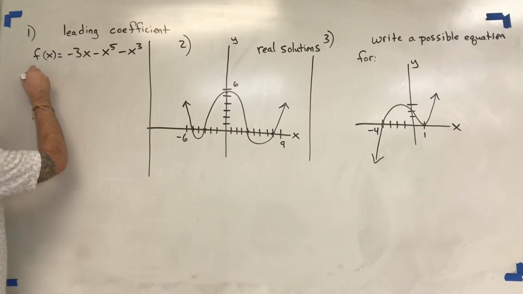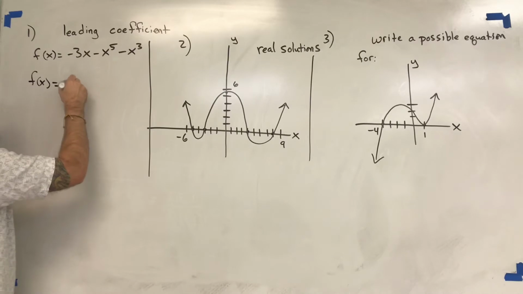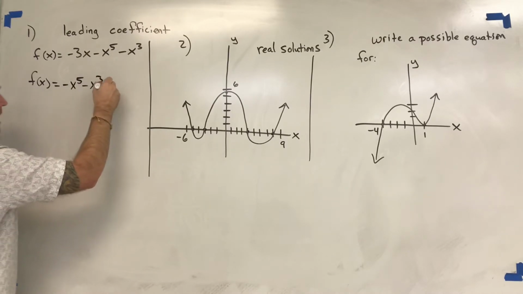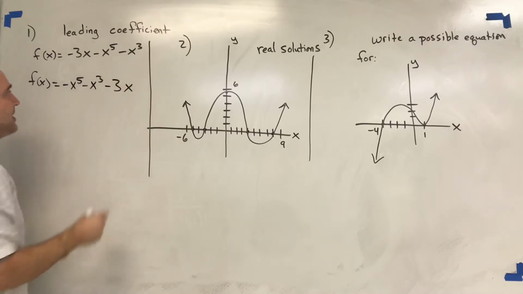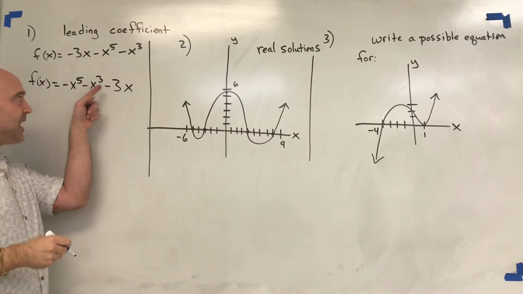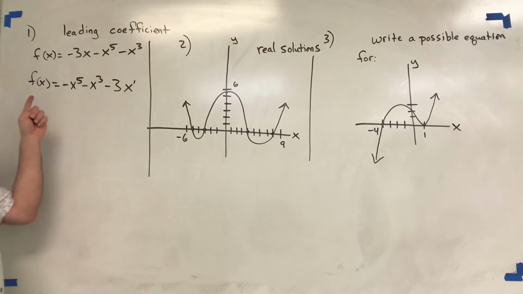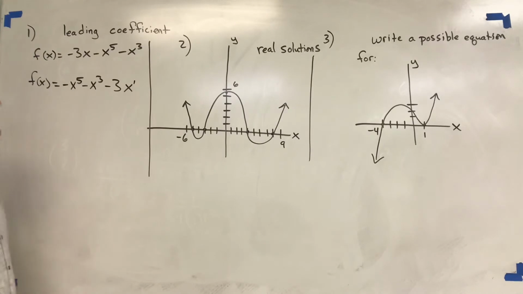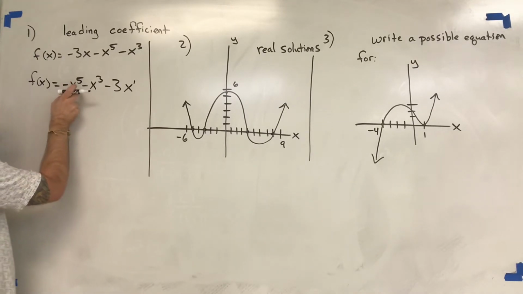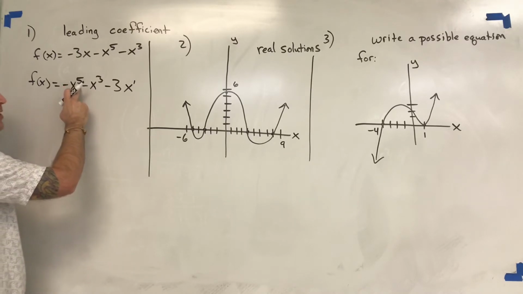So this is going to be equal to our f of x is equal to the negative x to the 5th minus x cubed minus 3x. Notice the biggest exponent is first, then the next biggest exponent, and then that's an exponent of 1. All right, so then it wants the leading coefficient. So this is the leading term right here. It's the biggest exponent. This is called order 5 because the biggest exponent is 5.